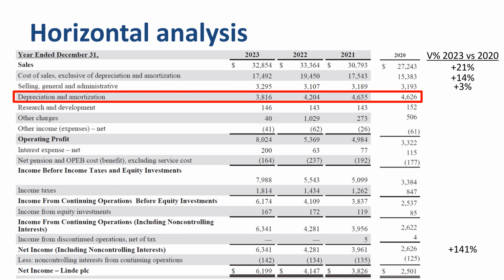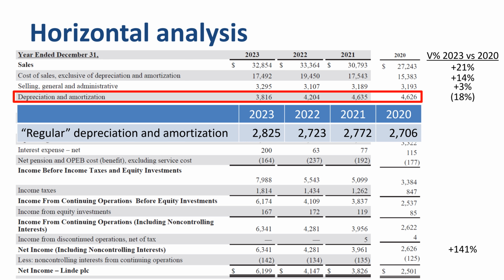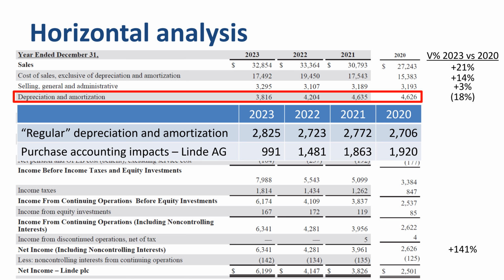Depreciation and amortization is a separate line item in Linde's income statement. And strangely enough, it has gone down by 18% over the 4 years. Let's look at the underlying numbers. Regular depreciation and amortization has gone up slightly over the years, whereas the purchase accounting impacts have steadily decreased over time, from $1.9 billion in 2020 to less than $1 billion in 2023.